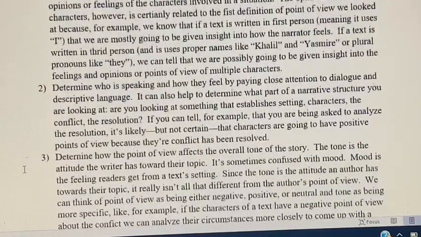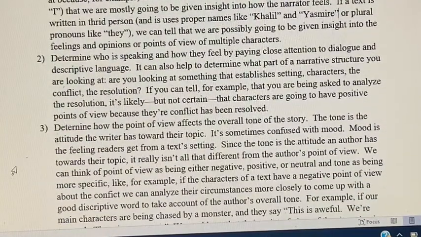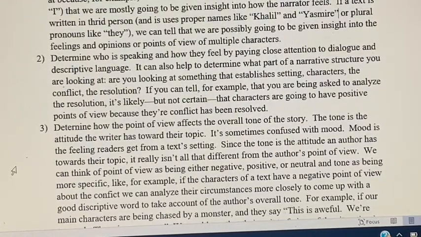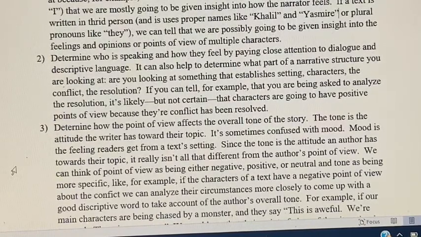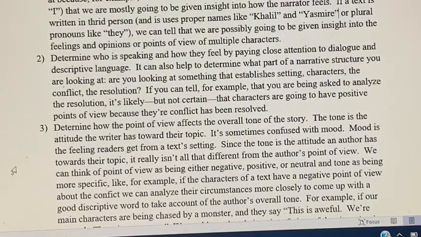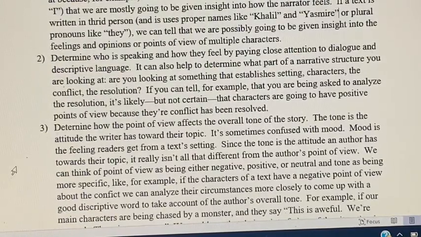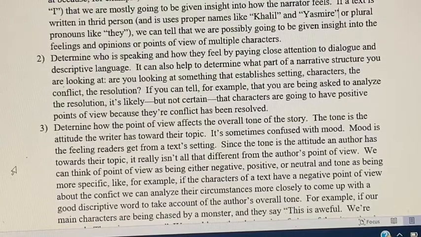So our second step is determine who is speaking and how they feel by paying close attention to dialogue and descriptive language. We're going to tell what the point of view is by just looking at: is there dialogue, is there descriptive language, what keywords let us know how the character feels about what's going on. It can also help to determine what part of a narrative structure you're looking at. Are you looking at something that establishes the setting, characters, conflict, resolution? If you can tell, for example, that you're being asked to analyze the resolution, it's likely but not certain that characters are going to have positive points of view because their conflict has been resolved.